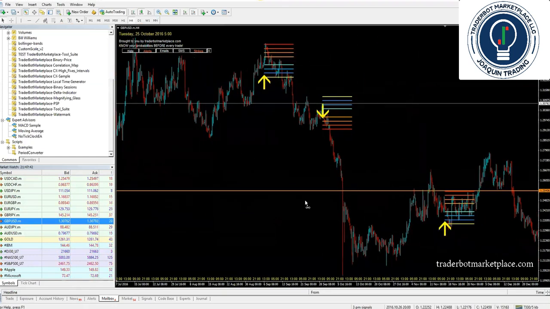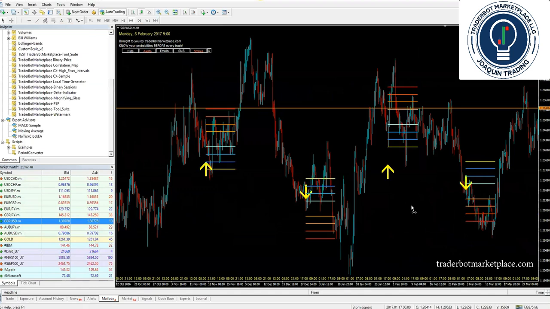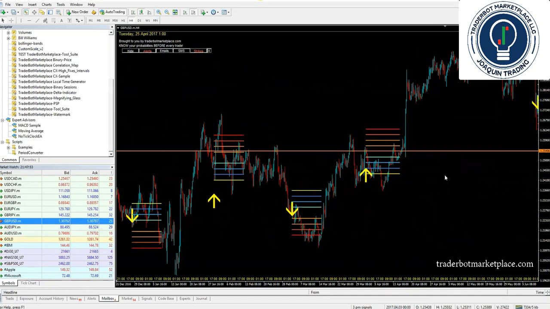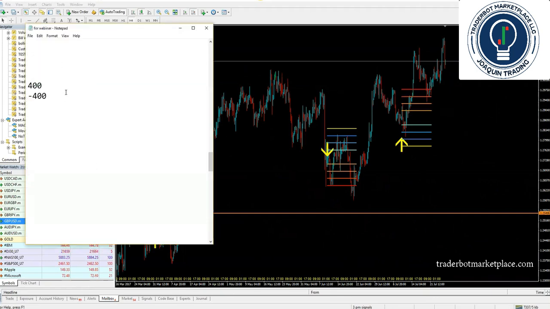There's 300, 400, 500, 600, 700, 800, 900, 1,000, and 1,100. So now we're up 1,100, which is 1,100 overall because these two cancel each other out. So right now I have a system that in the historical past produced 1,100 pips.